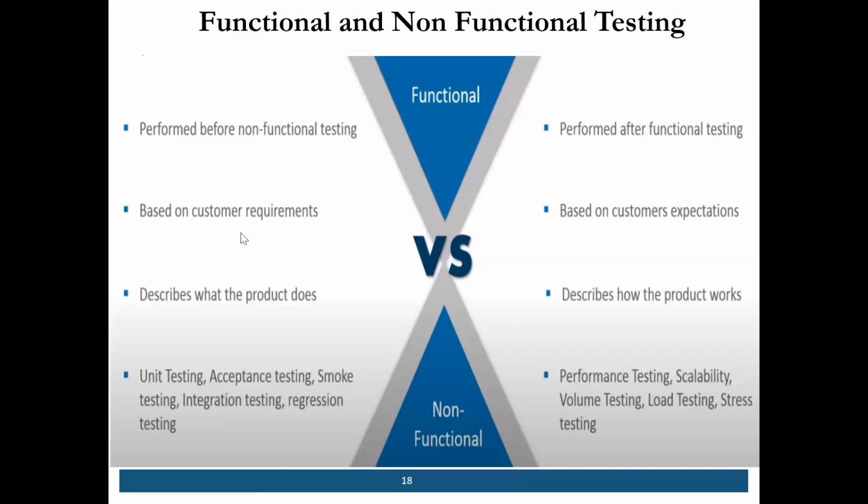So it is always based on customer requirement. What we are learning is all functional. Functional describes what the product does. Suppose you are checking the Amazon site: what does your product do? It sells the products which are on the site. So this is about functional. The examples of functional testing are unit testing, acceptance testing, smoke testing, integration, regression, system testing. There are a few more that I have not written. Those are all the functional things.